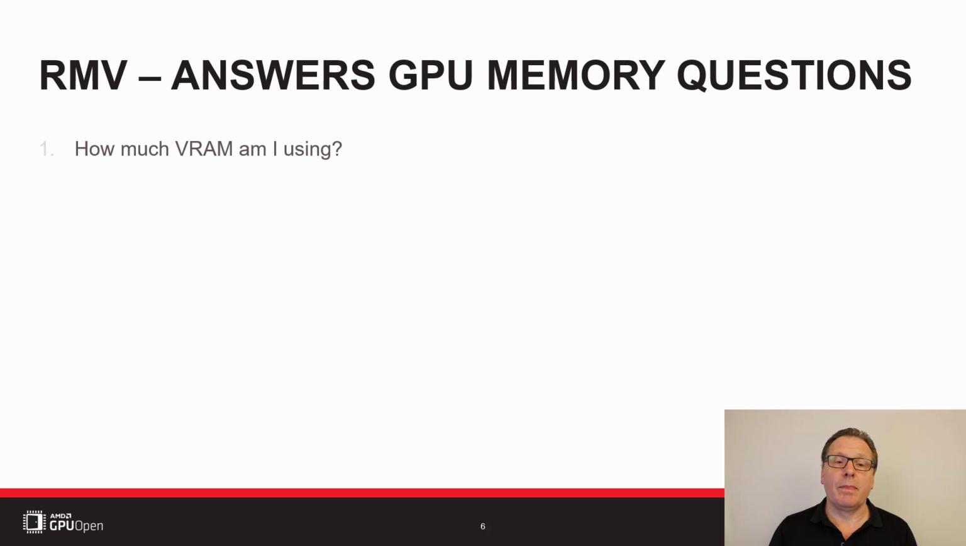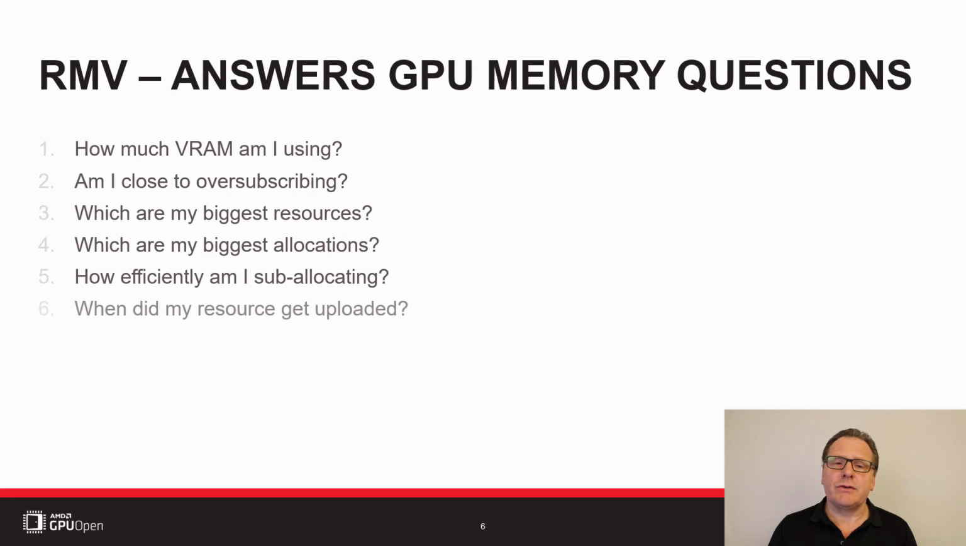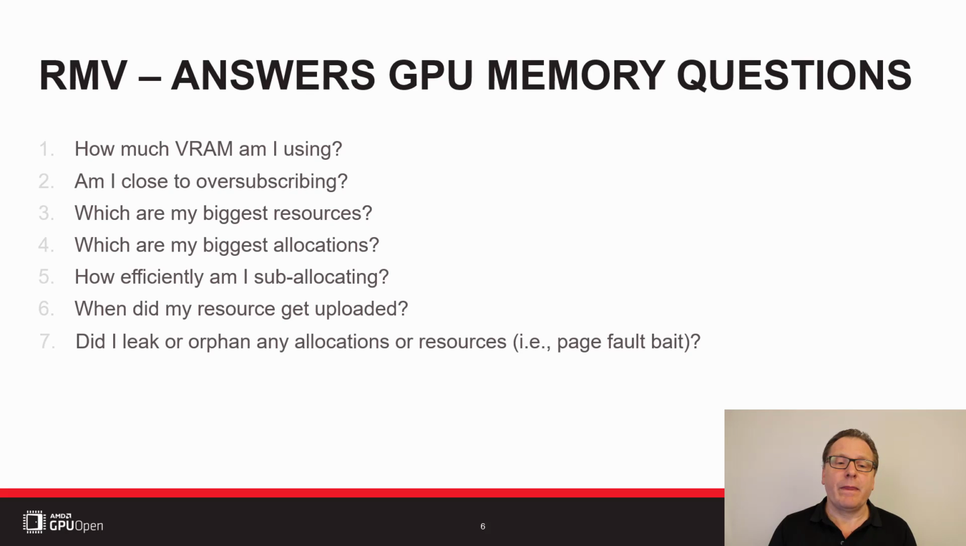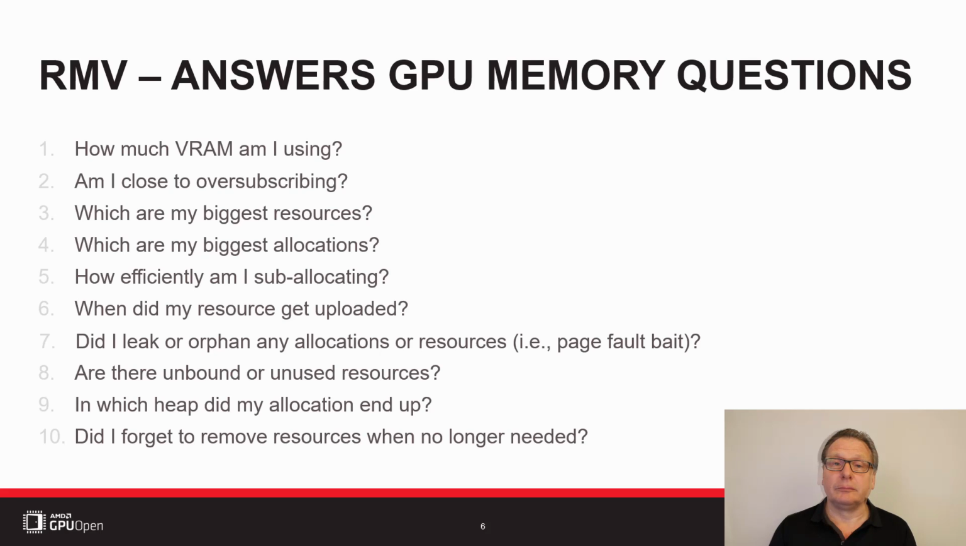For example, how much VRAM am I using at any particular time? Am I close to oversubscribing? Which are my biggest resources and allocations? How efficiently am I sub-allocating? When was a specific resource uploaded? Have I leaked any resources or allocations? Are there unbound or unused resources? In which memory heap did a resource end up? Or did I simply forget to unload resources? Let's see how we can answer some of these questions using RMV.